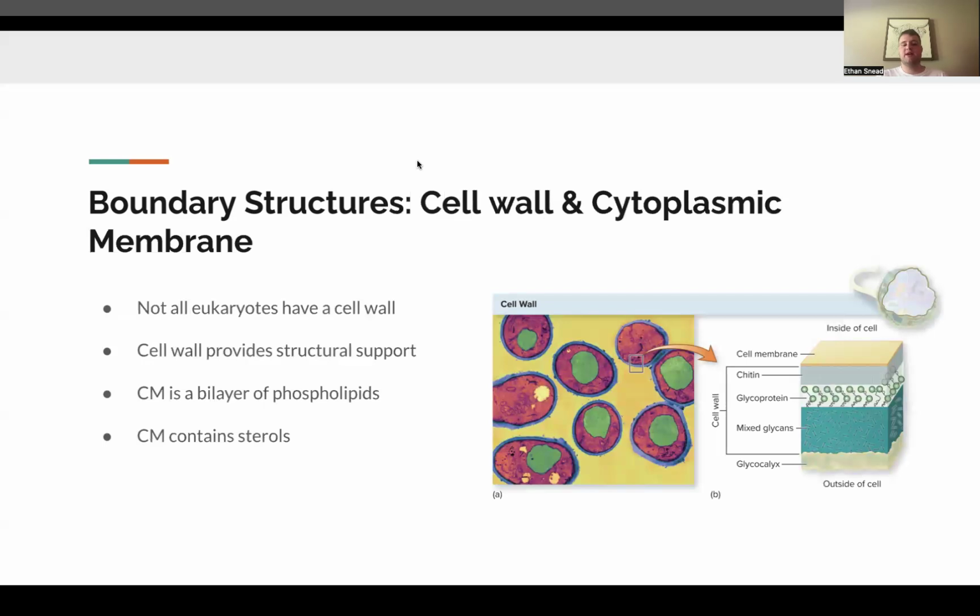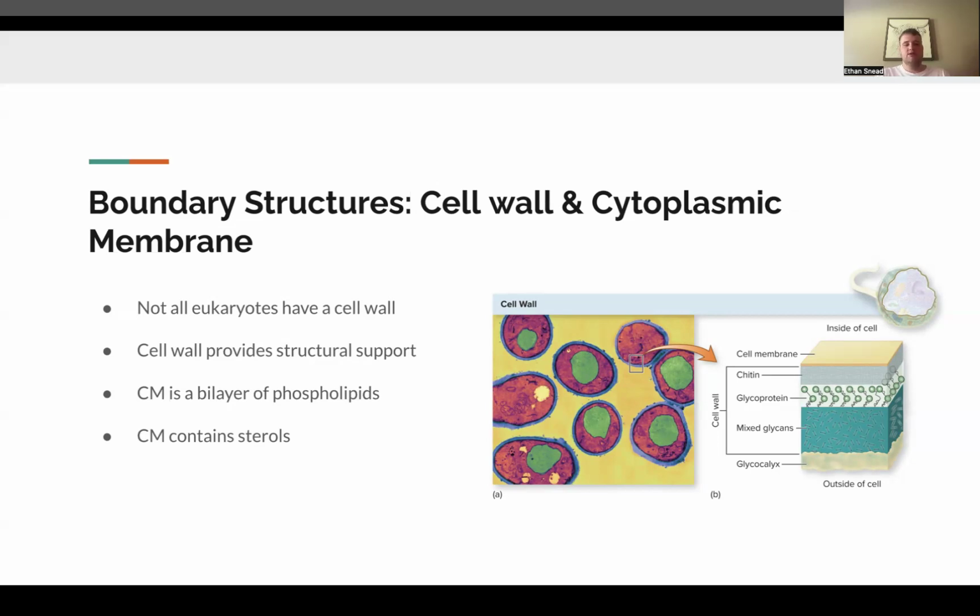The cell wall and the cytoplasmic membrane. Not all eukaryotes have a cell wall, but the eukaryotes that do are fungi and algae and other types of plant cells. The cell wall provides structural support, and this is because of its rigid build and shape. The bacterial cells also contain a cell wall, but the cell wall in eukaryotes is different than that of bacterial cells due to the chemical composition. Fungal walls have an inner layer of polysaccharides that are composed of chitin, and some are composed of cellulose.